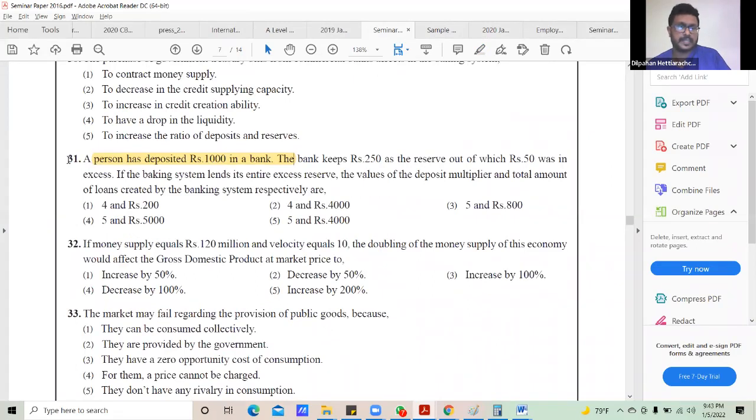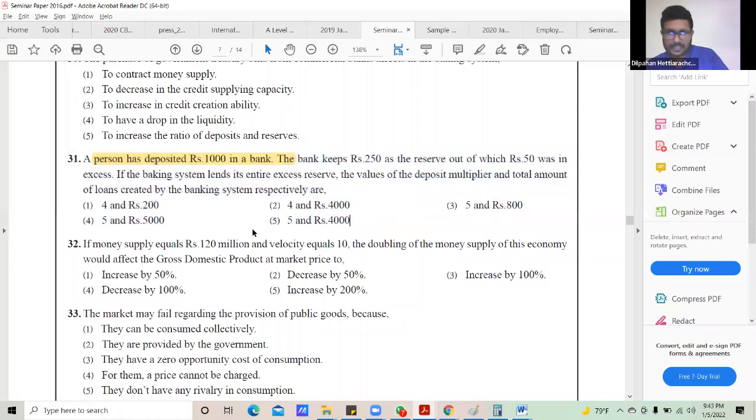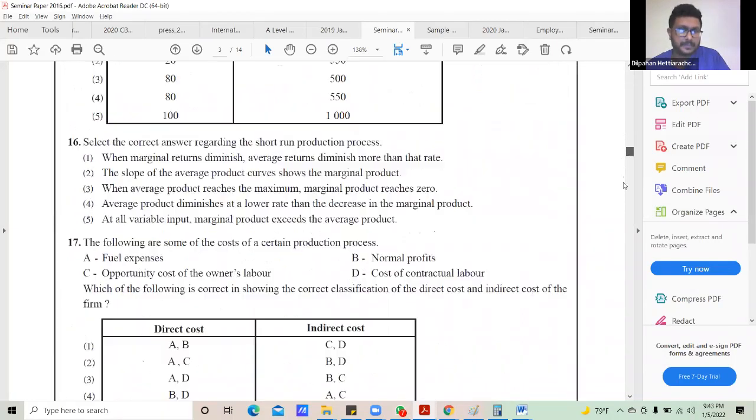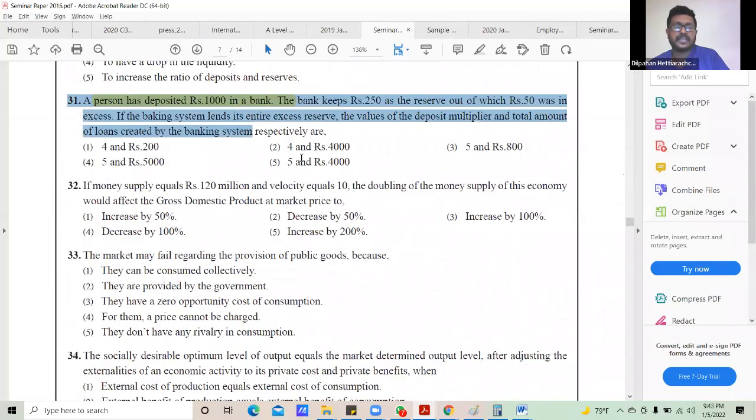This one, 31. You can use the same process, same steps, and come up with the answers. So I will give you 1 minute. Can you guys try to get the answer for this question also? 31. This is a seminar paper, 2016 seminar paper, right? MCQ 31. Please attempt and send me your answers.